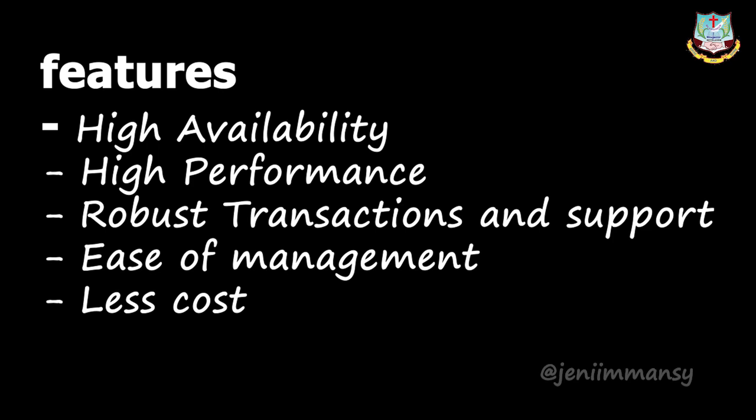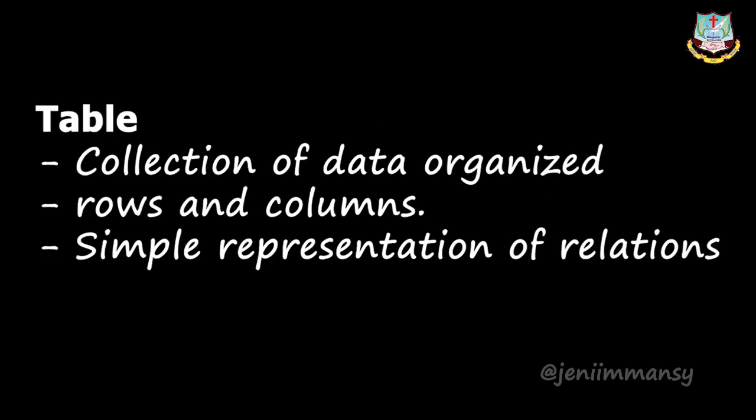Next one is table. In this relational database model, a table is defined as a collection of data organized in rows and columns, as you can understand from this diagram. It is a simple representation. Table means, as I said before, a relation. The true relations cannot have duplicate rows.